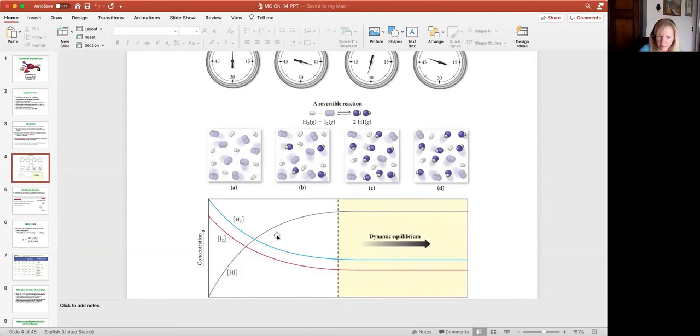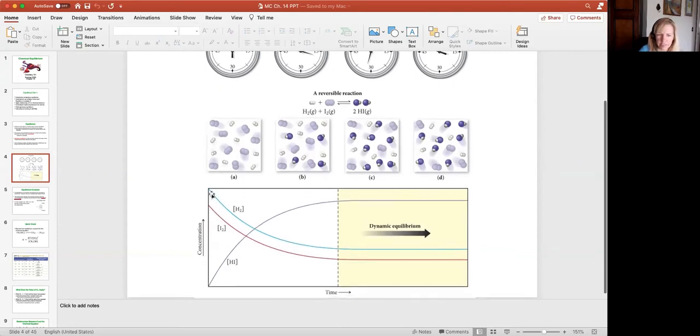So this light blue line is hydrogen gas, and we're looking at the forward direction here. So hydrogen gas is a reactant, iodine gas is a reactant. What you see is as the reaction proceeds in time, these are going to start to go down, right? Because initially, this is my initial concentration. The forward direction of that reaction is going to happen. My concentration of these two reactants is going to go down, and then it's going to plateau. And where it plateaus, I don't see that change. That indicates that I have reached equilibrium.